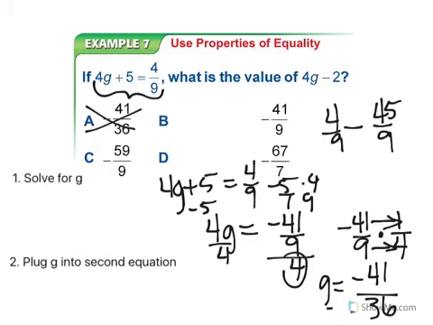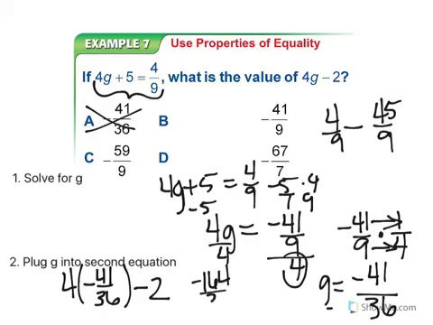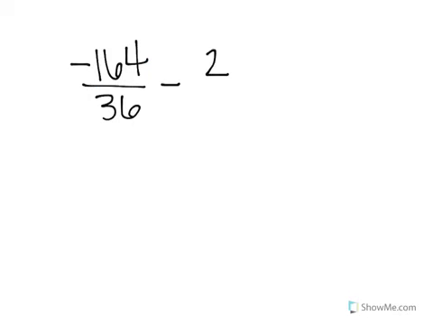The second part, we need to plug g into the second equation. Okay, so we're going to take 4 and multiply by what we just found, negative 41 over 36, minus 2. And whatever we get from that is going to be our answer. Okay, so we can take 4 times 41 to get 164. So 164 over 36 minus 2. Okay. I'm going to write this on a new slide with more room.